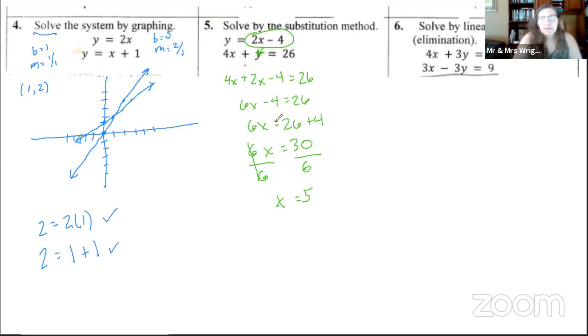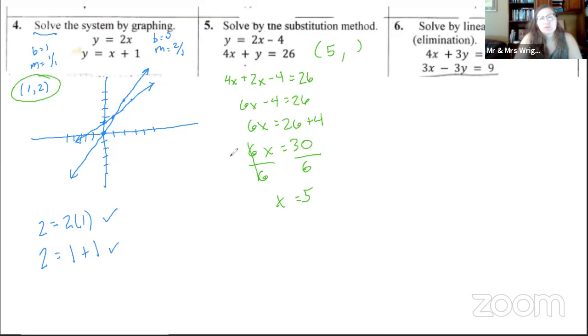Now, that only tells us one part. Remember, our answer is going to be an ordered pair like this. So that only tells us the x. It does not tell us the y. So in order to figure out the y, we need to plug in x to one of these equations and figure out what the y is going to be from there.